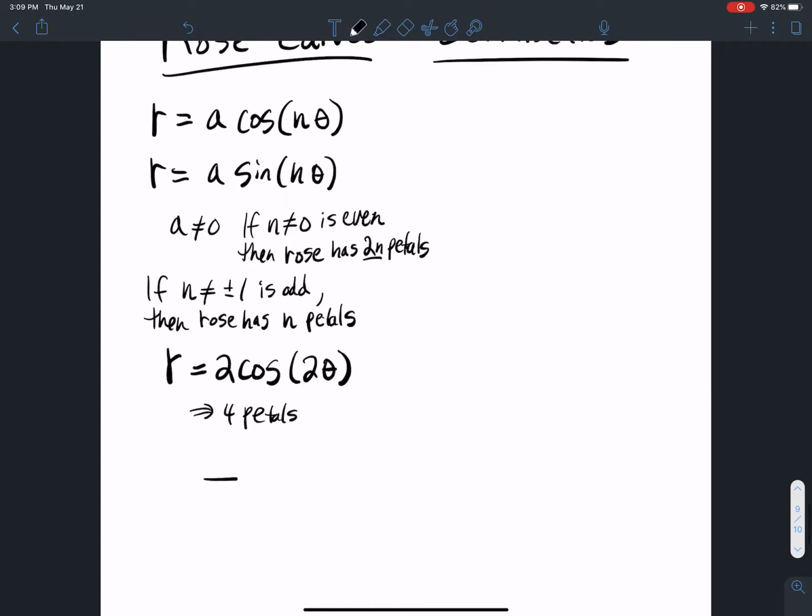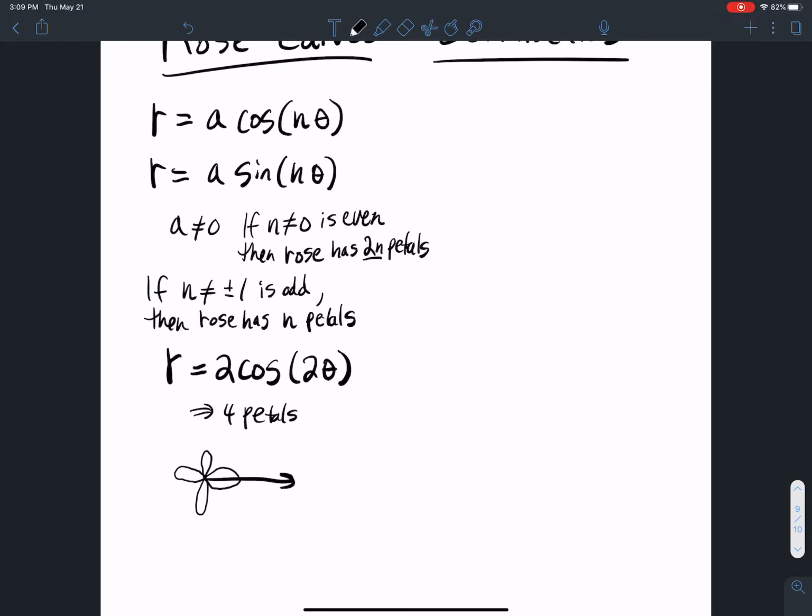All right, the graph actually looks like this. Starts here, loops through. Oh, didn't do my looping right. So it kind of looks like that, okay? 4 petals there for a rose petal.